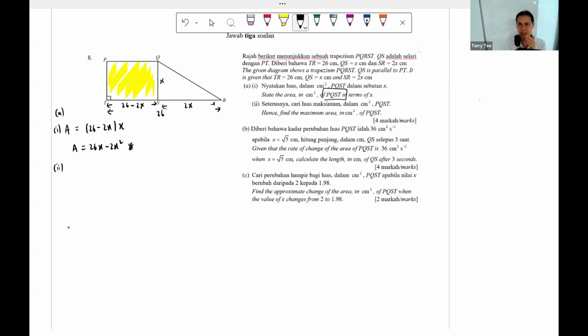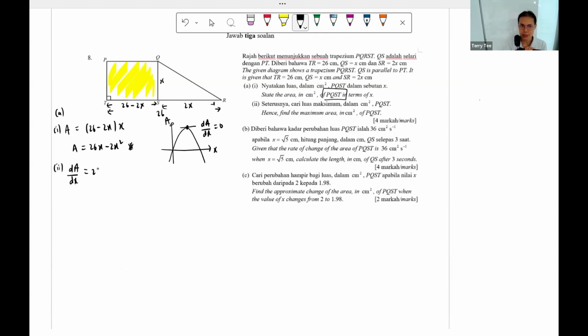Okay, next, find the maximum area. Now we know maximum or minimum happens when what is 0? Your dA/dx is 0. To help you understand, if I were to draw the graph of A versus x, it looks like this. It's a quadratic. You have a maximum. The maximum happens when the gradient is 0. It can also have a minimum, which happens at the lowest point. But in this case, the question already says maximum, so we know the gradient must be 0.